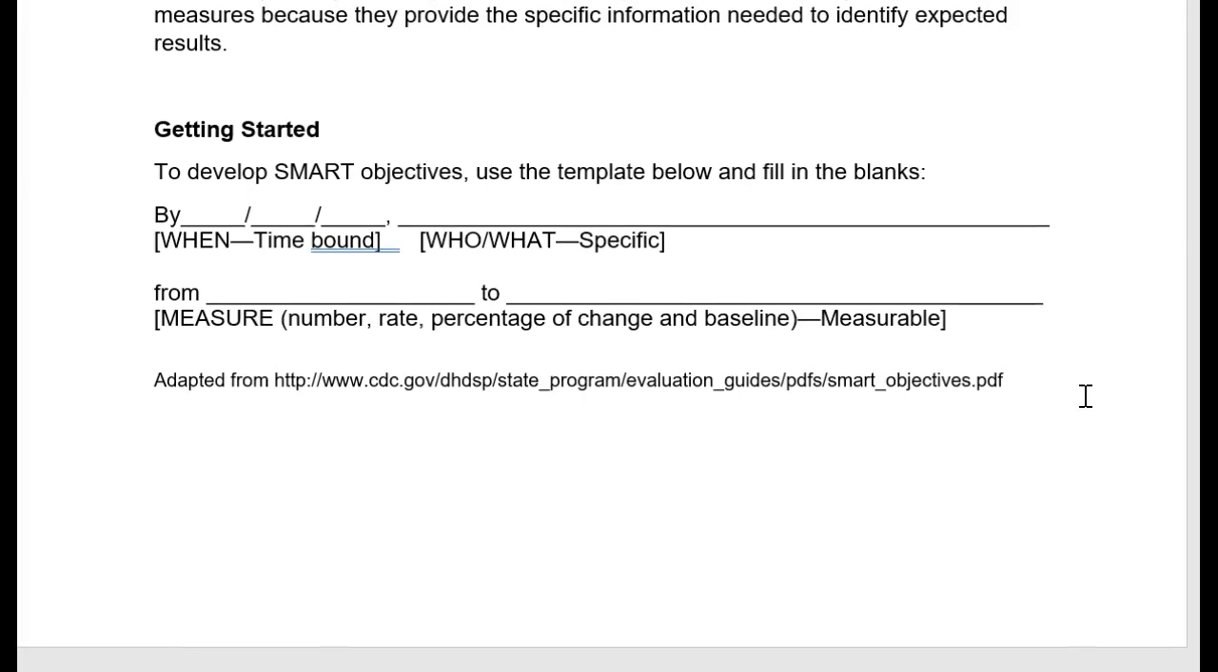All right, that takes us to the end of SMART objectives. We'll be talking a little bit more about these when we move into our instructional modules.